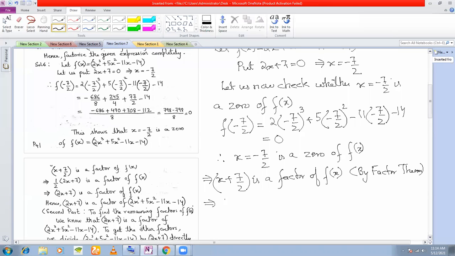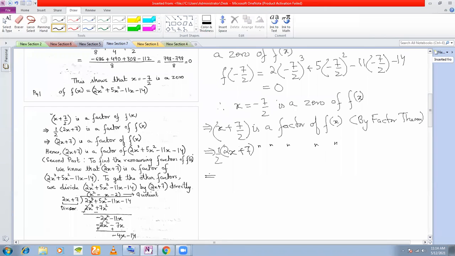That means now you can say half of 2x plus 7. That is, after you take the LCM, you will get 2x plus 1 by 2, which can be written as half 2x plus 7 is a factor of fx. That means now you can say that 2x plus 7 is a factor of fx. Okay, no questions till this part. We have done this part earlier in the last problem also. There shouldn't be a question, and this is easy enough.